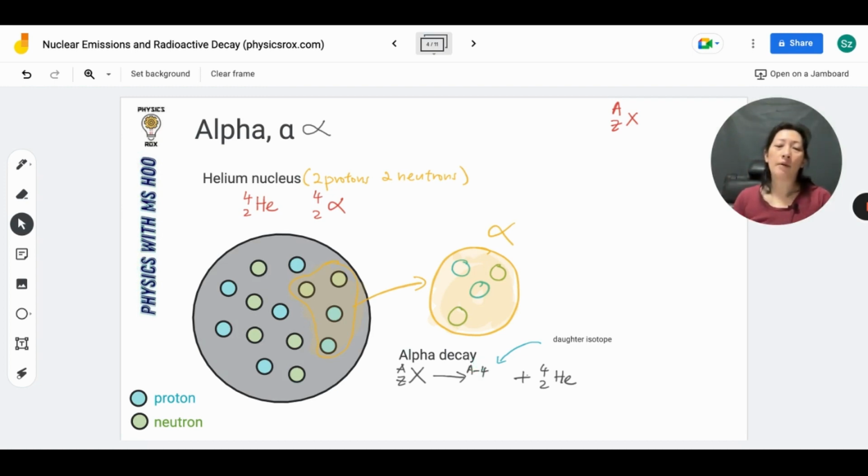In terms of the number of protons, it's lost 2. So the number of protons, or the atomic number, is now less by 2. So Z has now dropped by 2. So it's Z minus 2.